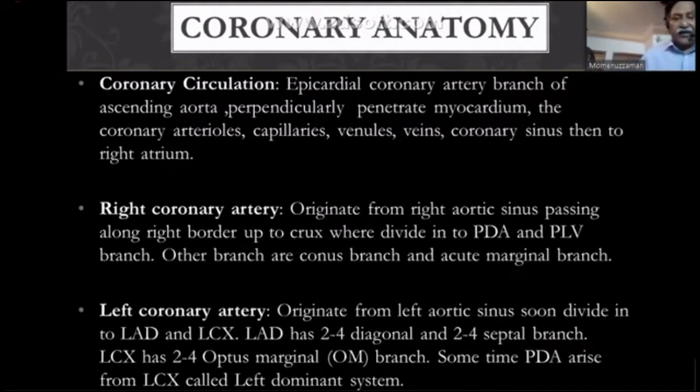and divides into LAD and LCX. LAD has diagonal and septal branches. Septal branches penetrate the myocardium perpendicularly. Diagonals are diagonally placed, usually 2 to 4 in number. And the circumflex has obtuse marginal branches, also 2 to 4 in number. Sometimes the PDA arises from the left circumflex. Then we call this a left dominant system.